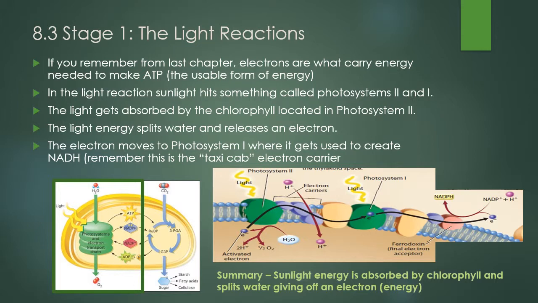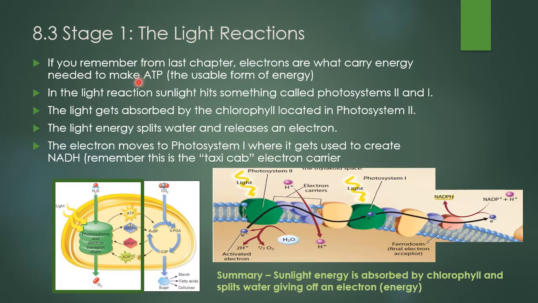So first is stage one, the light reactions. And if you remember from the last chapter, electrons are what carry the energy that's needed to make ATP. That's that usable form of energy. Electrons get carried in something called NADH, or NADPH in this case. And if you remember, that NADH or NADPH is sort of like a taxi cab. When it's filled, that means it has electrons in it and it's carrying energy.